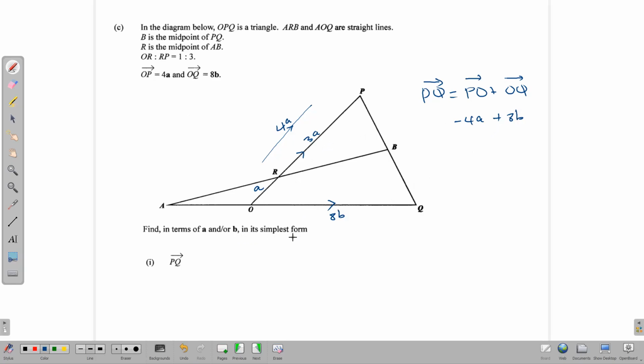Now it says in its simplest form, so normally I would leave it as that, but you could rewrite it as 8B minus 4A. And if you want to be fancy about it, then you could factor out a 4 and write 4 times 2B minus A, and that would be the same answer, depending on whichever one makes you feel better. So here we have PQ, that's what PQ is. We're going to move on to the other part.